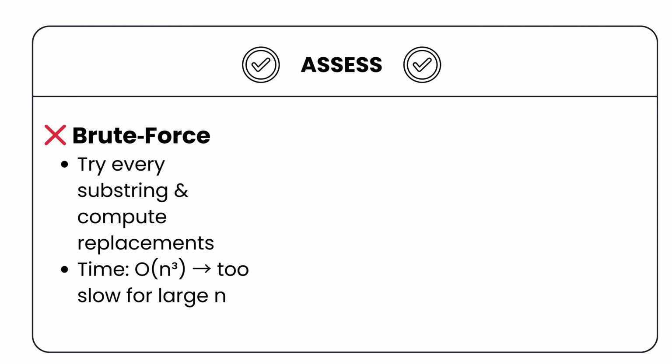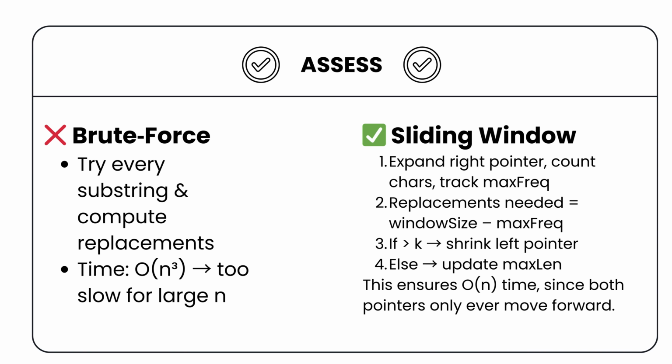The optimal strategy is a sliding window. Keep track of character frequencies in the window. The minimum number of replacements needed is window length minus the count of the most frequent character. If this is less than or equal to k, we're good. Otherwise, we shrink the window from the left. This ensures O(n) time, since both pointers only ever move forward.